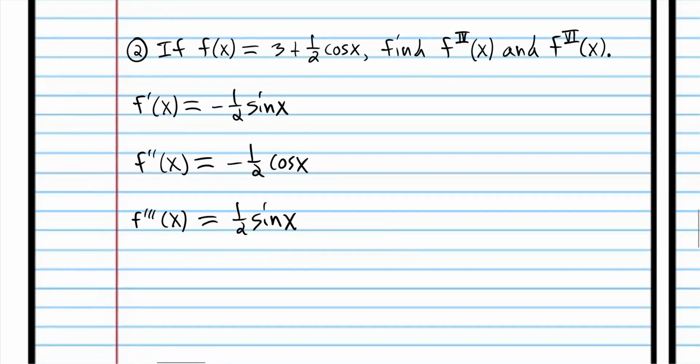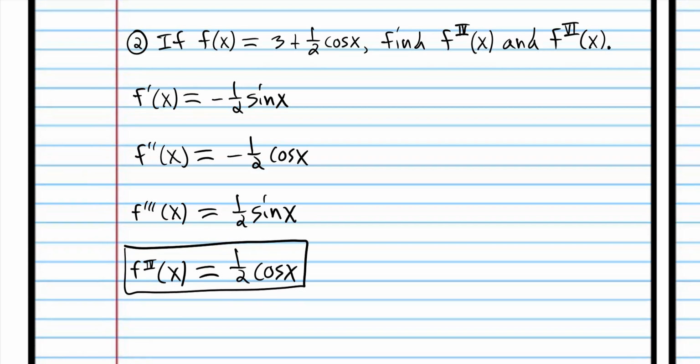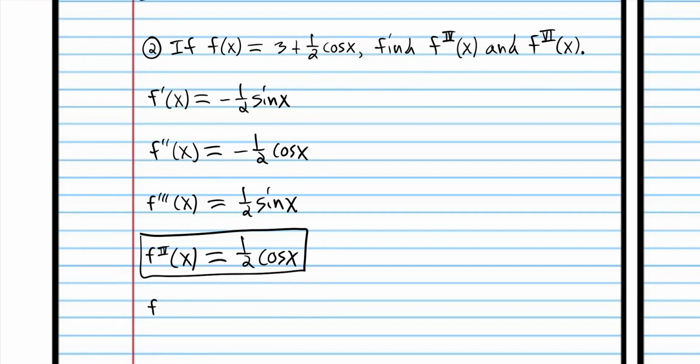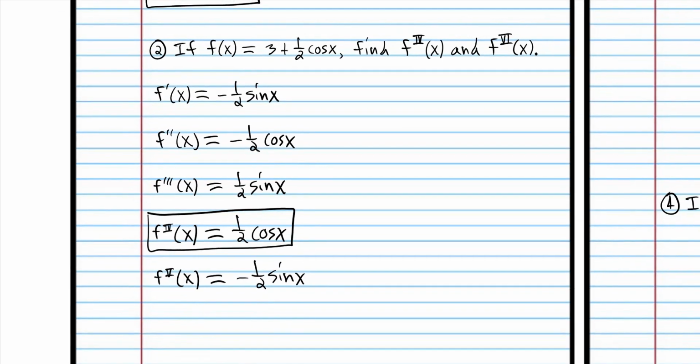So now we're going to find the derivative we're actually looking for. We had to first find those derivatives. Now we're looking for the fourth derivative. That's just going to be 1/2 cosine x. So we have one of our answers. We're also looking for the sixth derivative, but we can't do that unless we find the first derivative first. So that's going to be negative 1/2 sine x. And then we can go to the sixth derivative. That's negative 1/2 cosine x.